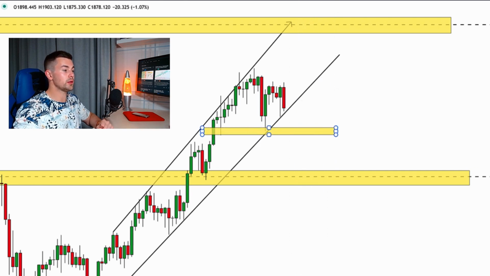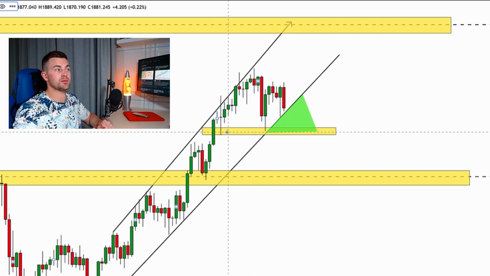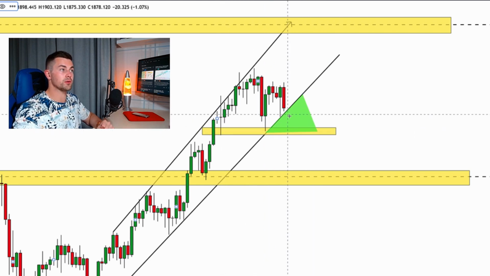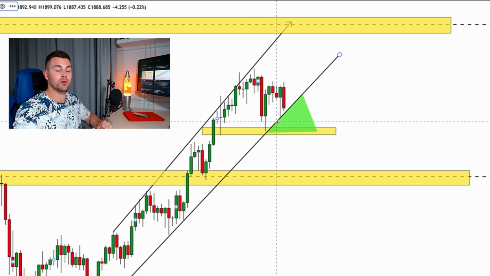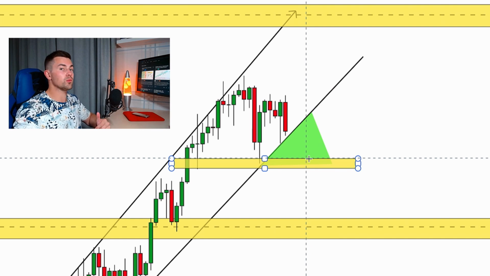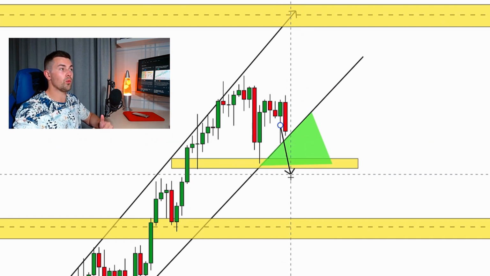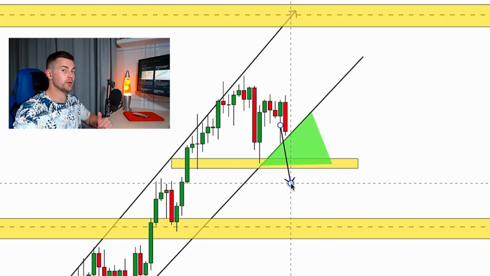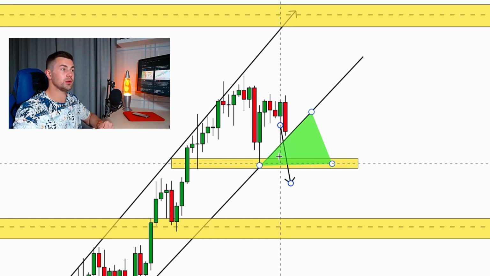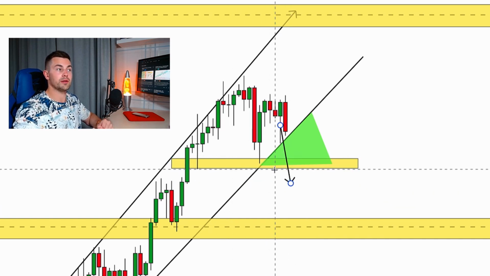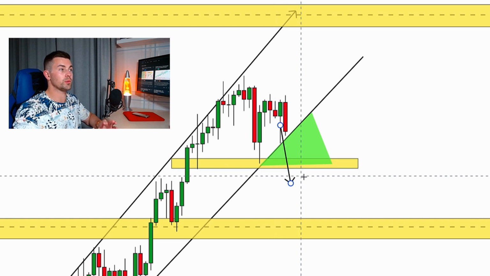So if we take the triangle, you can see that this one right here will be our local zone of demand. It is based on the daily horizontal structure and it is based on the trend line of this channel. So to confirm the breakout of the channel, we need the violation of this entire area. We need a daily candle close below this entire area, and only then the breakout will be confirmed.